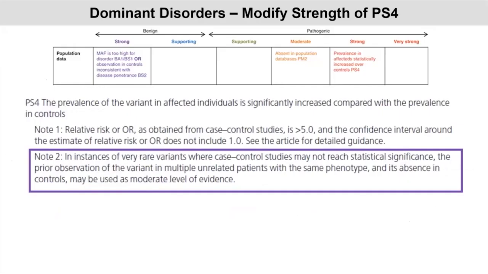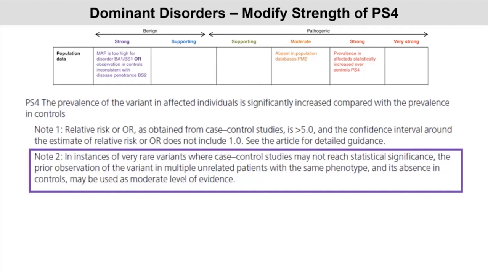So while the PM3 code is applicable for being able to case count recessive observations, a question often comes up of how do you then count for multiple probands who have an autosomal dominant phenotype. What is the criteria you would use for those? So in the guidelines, there's this PS4 rule for the prevalence of the variant in affected individuals is significantly increased compared to prevalence in controls.